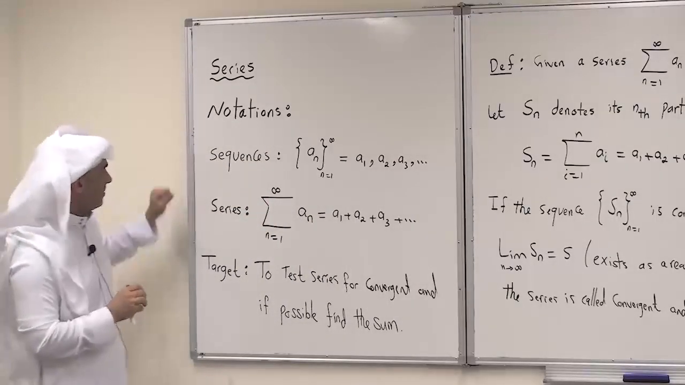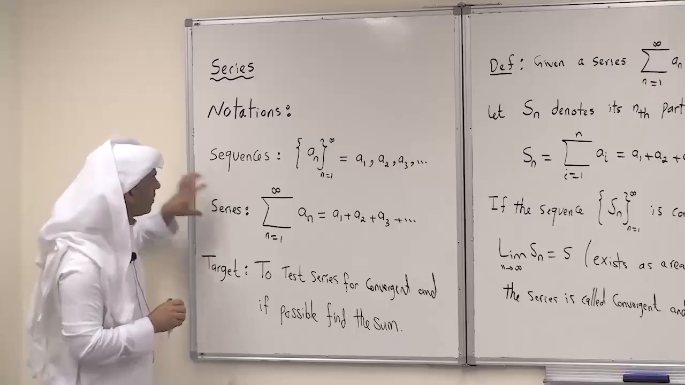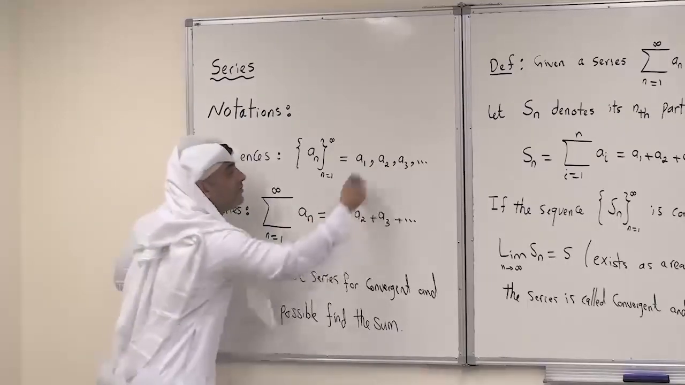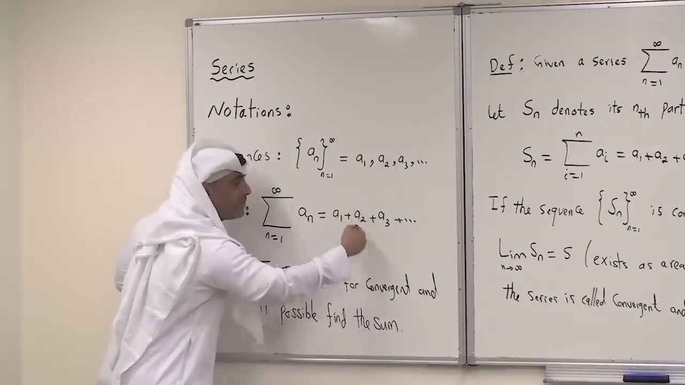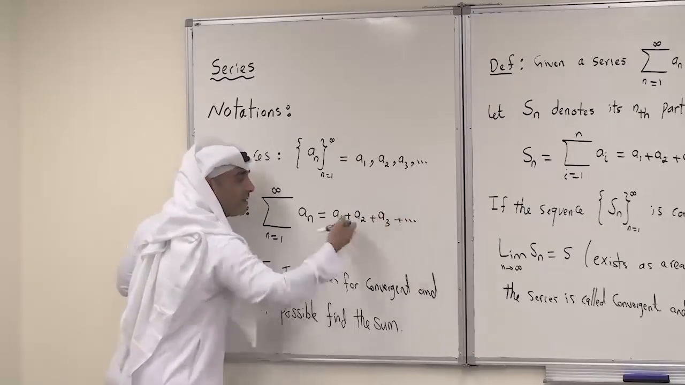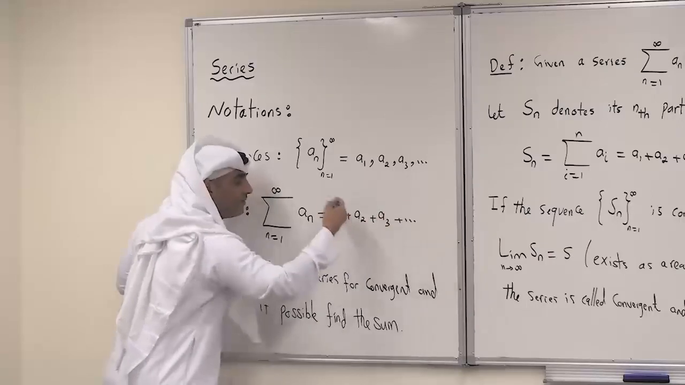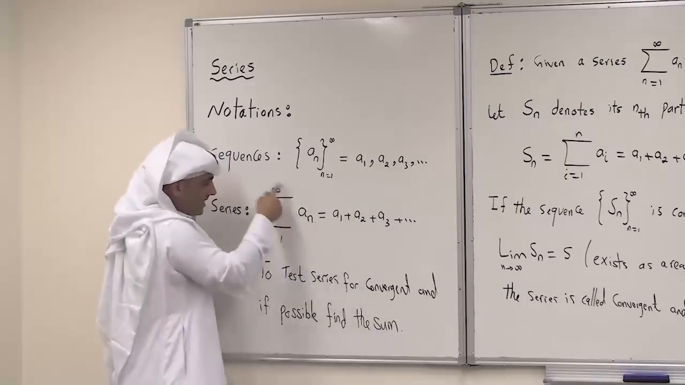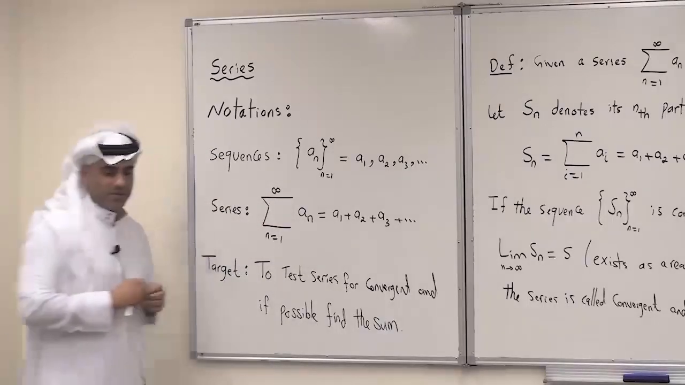Now we move to another notation which is called series or infinite series actually. What is an infinite series? It is the sum of these elements. So it is A1 plus A2 plus A3 where these elements move indefinitely. We have infinite readings, let us say, and we are interested to see is this series convergent or not convergent.